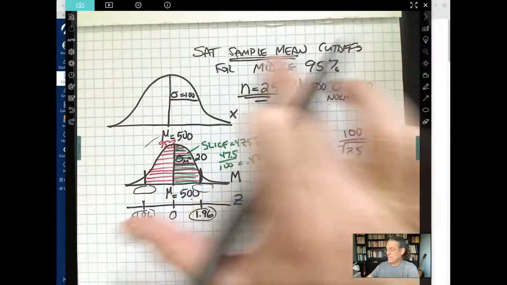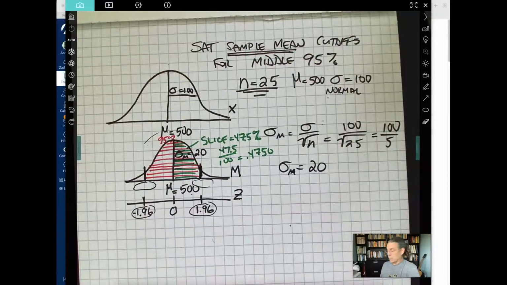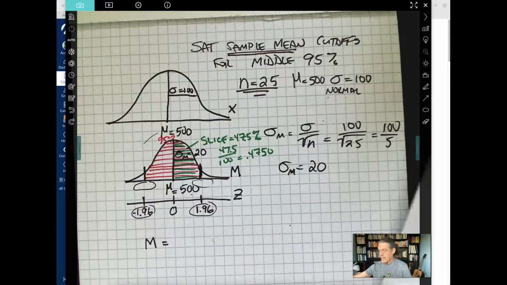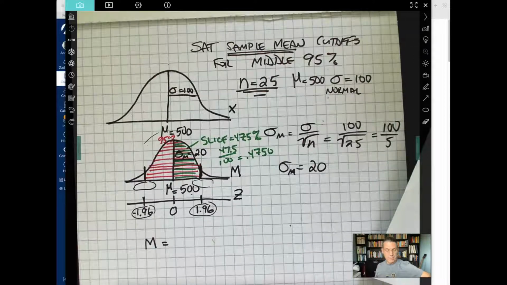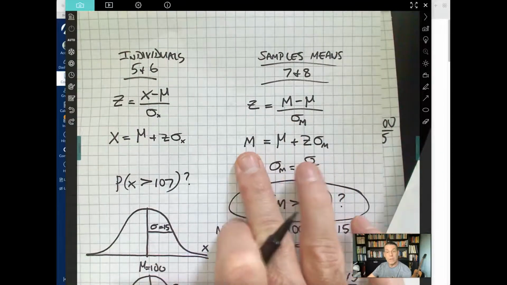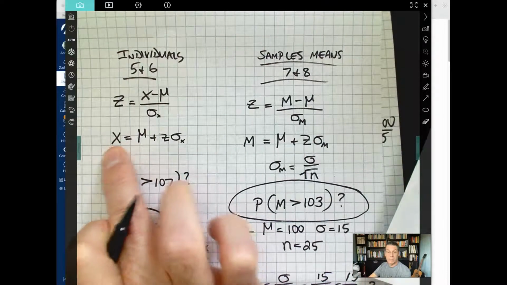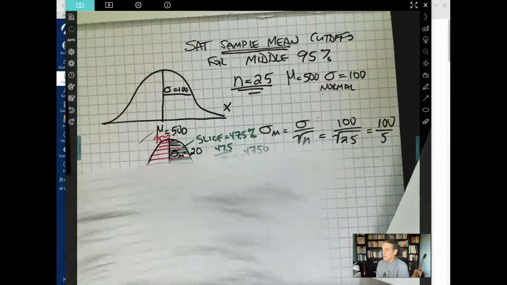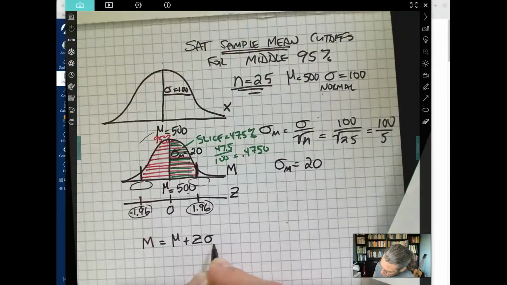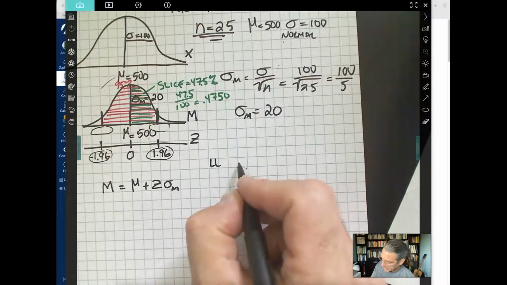The question asks, what are the SAT sample mean cutoffs? So we have to convert each of these Z-scores into the sample mean scores. To do that, we use the formula that solves for sample mean. That was what I showed you on this previous page. Remember, we can solve for Z, but what we want right now is to solve for a sample mean. And so we use this formula. It's much like what we did when we solved for an X. Similar kind of setup. So the formula is mu plus Z times our standard error. So for this lower limit, I'll just call that LL.